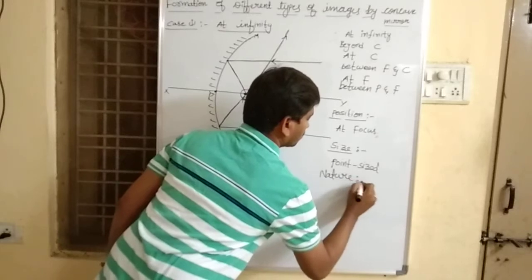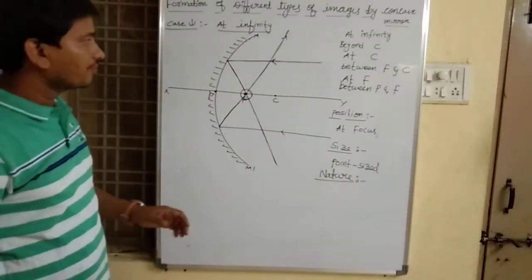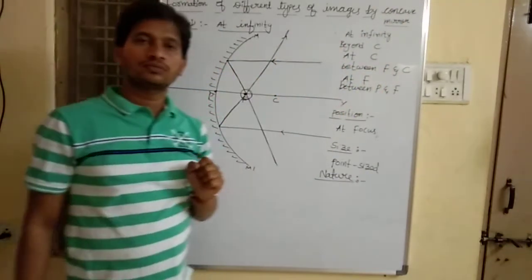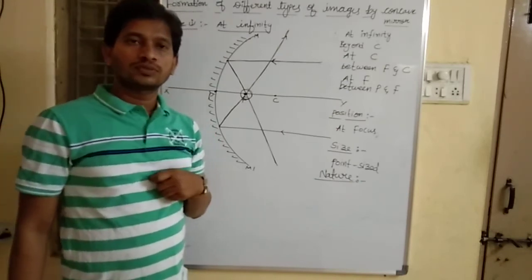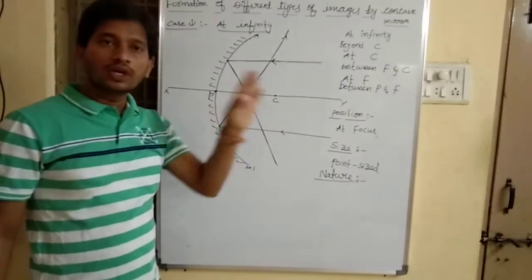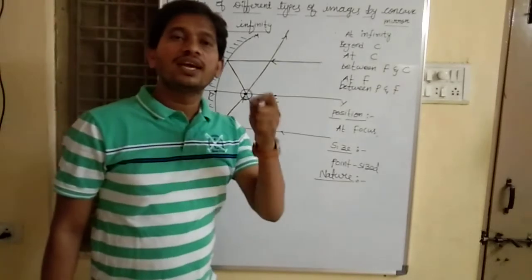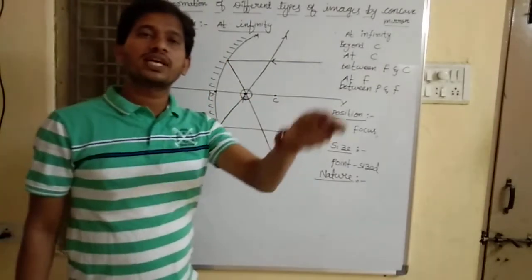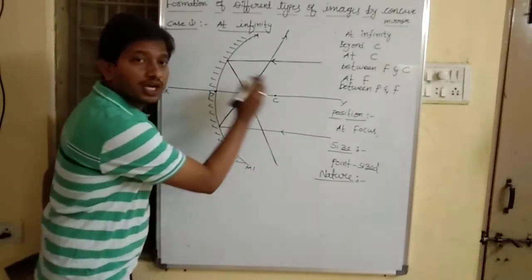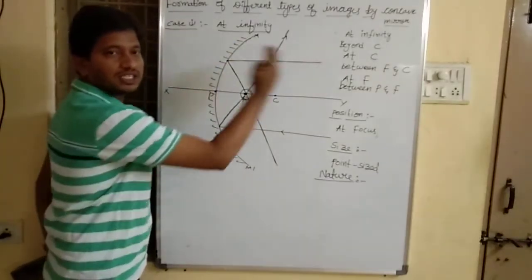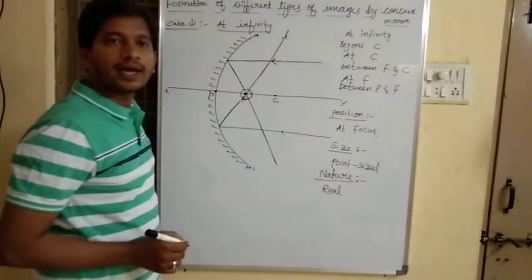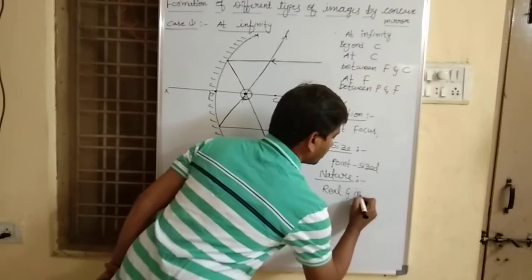The third characteristic is nature. See, the object is at infinity, which is in front of the mirror, so we got the image also in front of the mirror, which is a real image. The image which can be caught by the screen is called a real image. This is our mirror. We got the image in front of the mirror, so it is real and inverted.